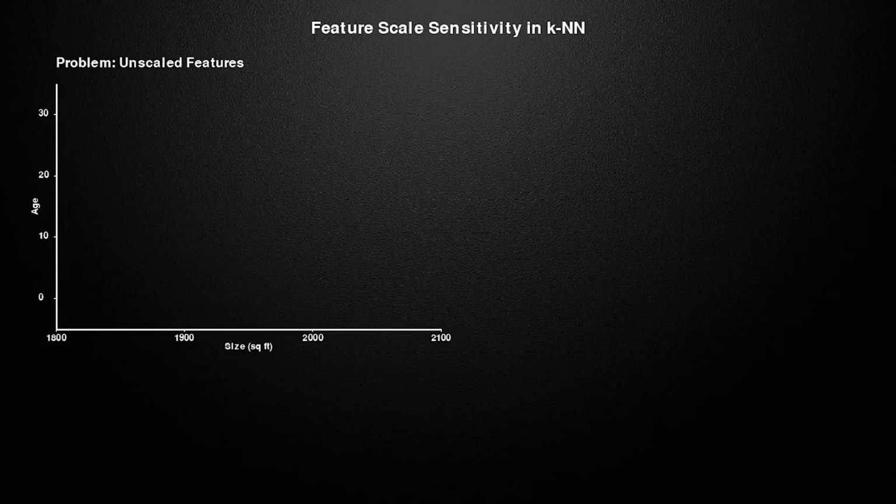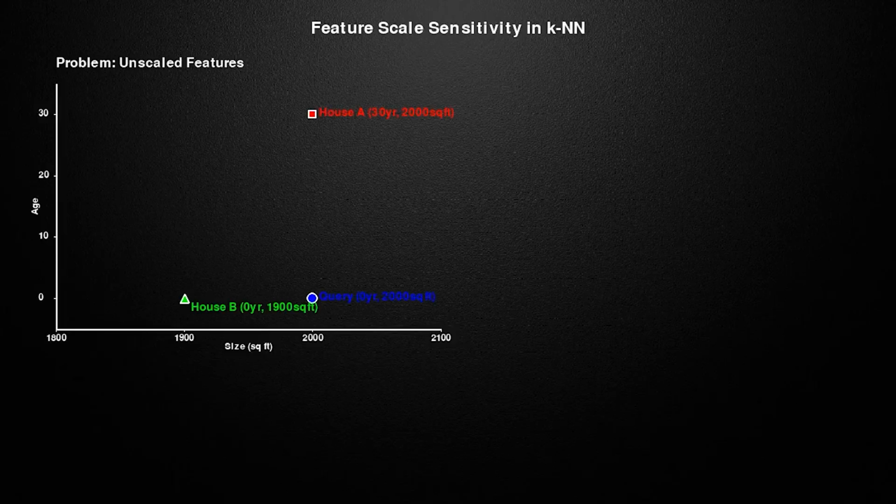KNN isn't perfect, and here are a few limitations that it faces. The first one is feature scale sensitivity. KNN relies on distances to decide who the nearest neighbors are. But what if your features are measured on very different scales?